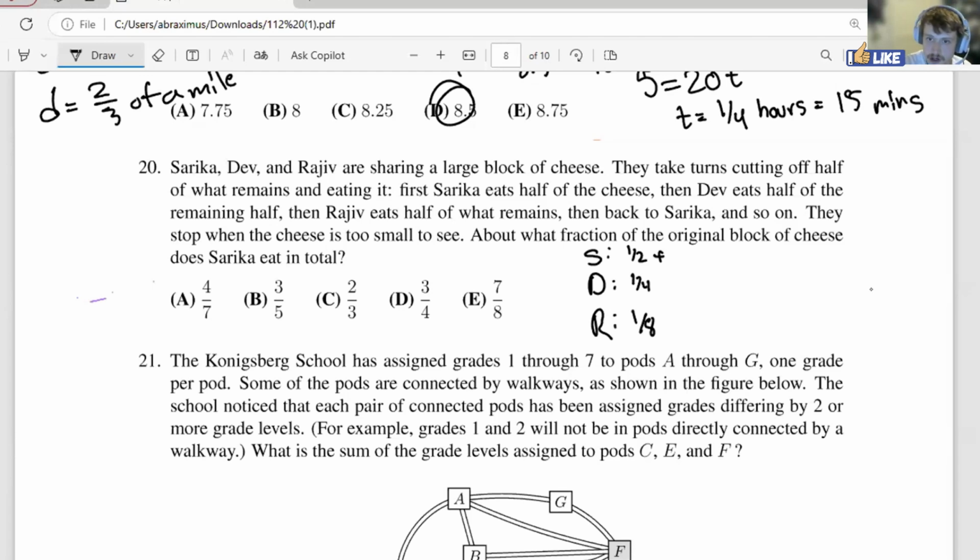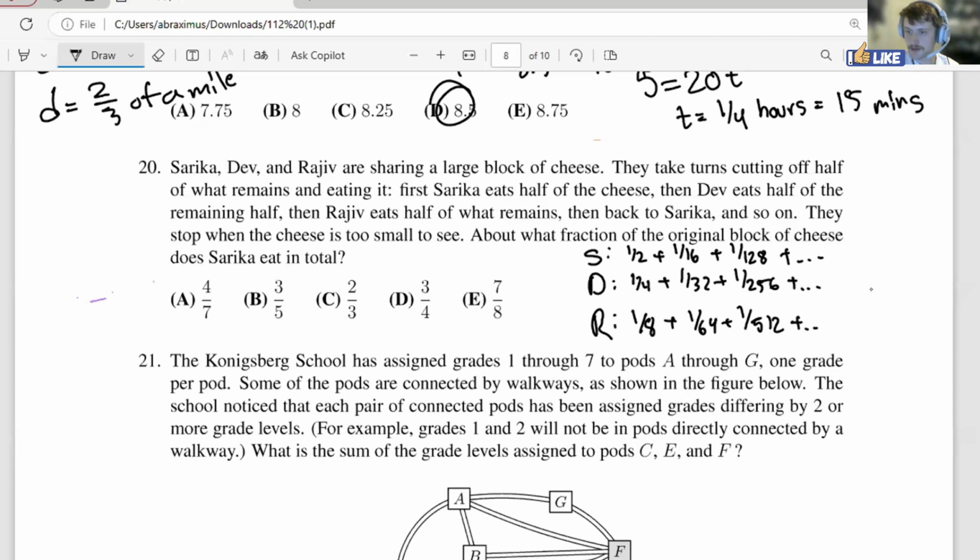Okay, then Sharika eats 1/16. Dev eats 1/32. Rajiv eats 1/64. Okay, I'm just going to go a little bit more and then I'll write dots. But there's some sort of pattern happening here. Then Sarika is going to eat 1/128 because we're just dividing by half again. Then 1/256. Then 1/512. And so on, where the 3 dots mean that there's some sort of pattern.